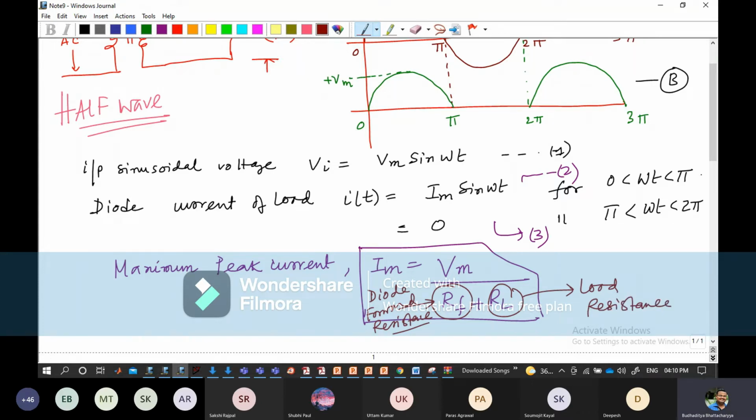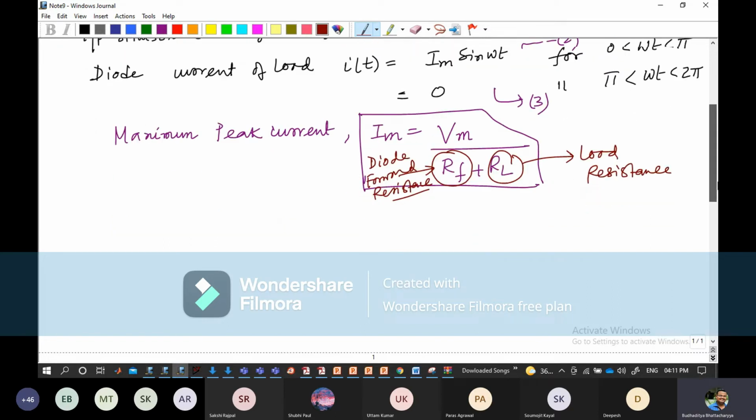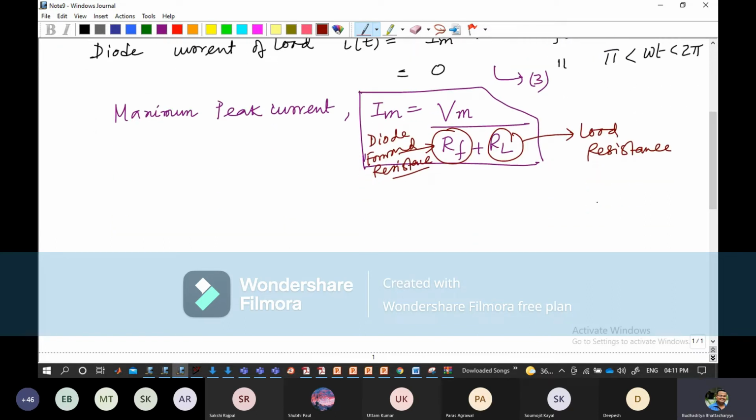RL is indicating the load resistance. All right. Usually we'll neglect this RF most of the time. That's why we will consider it as Vm by RL is equal to Im. Now let us try to find out the average DC current. All right. So this we can find out.